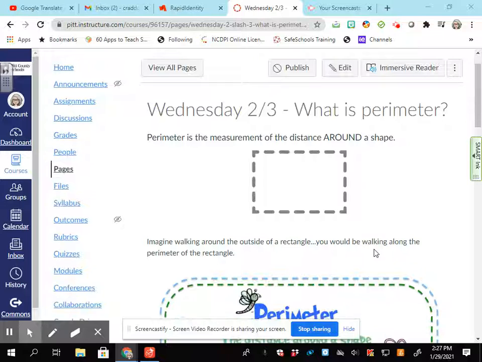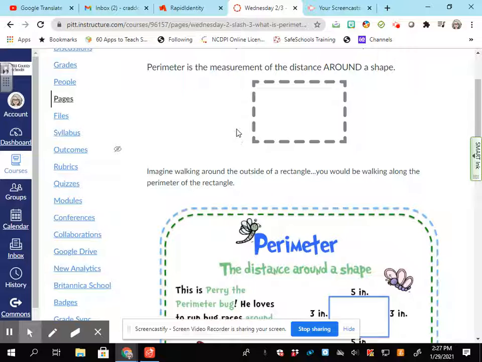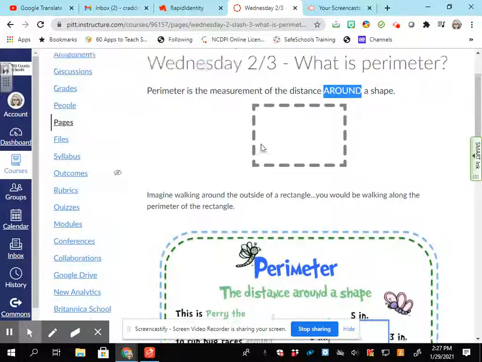All right, friends, so today we are going to go over what is perimeter again. Just as a reminder, this is our Canvas module from yesterday. It says that perimeter is the measurement of the distance around a shape. All the way around the edge of this rectangle, you see the dotted line. If we were measuring that, we would be measuring the perimeter.